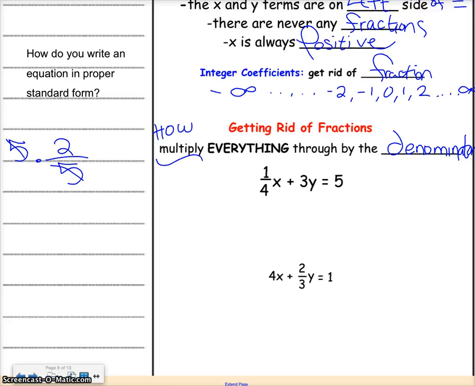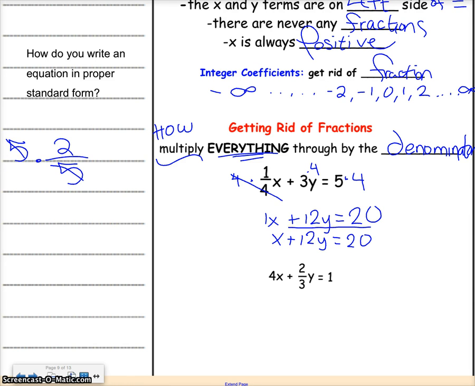So what do I need to times through by? 4. So my goal is to times everything, look at, I yelled at you there, everything by 4. Every single term I need to times through by 4. That gets rid of this. And I have 1x plus 12y equals 20. But I'm not fully simplified because my 1 is really stressed out that it's out. So we just got to let it hang. x plus 12y equals 20. That is proper standard form.